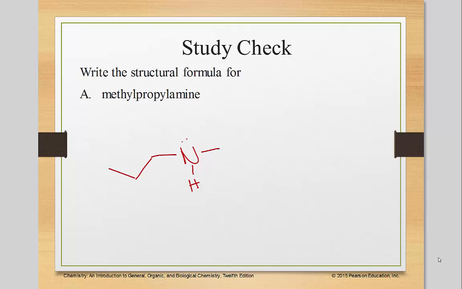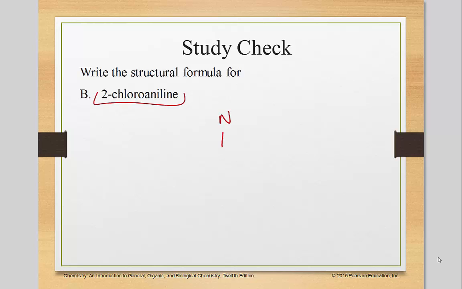Write the structural formula of 2-chloroaniline. So you might remember aniline is NH2 with the aromatic group, a benzene group, coming off of it. Remember that 2 there means it's off the benzene ring itself. If it said N, it would be coming off of the nitrogen. And that's your overview of amines.